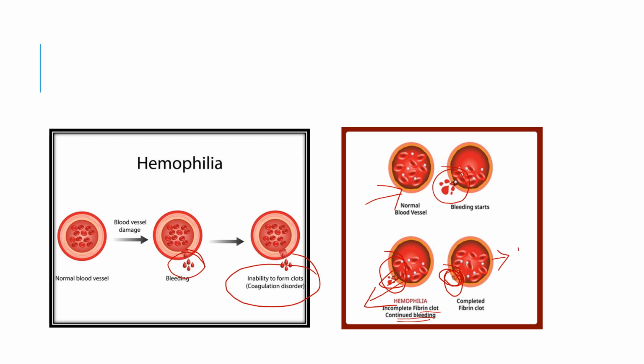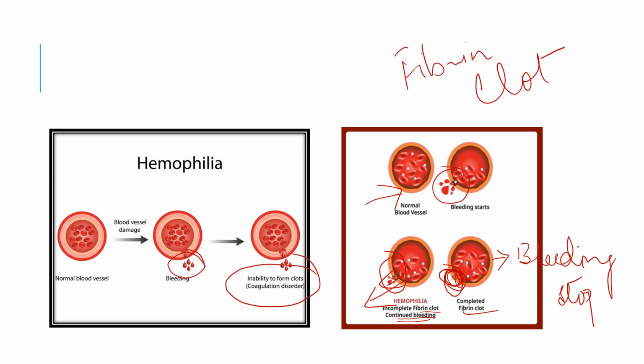So in the normal case the bleeding will stop as the fibrin clot will plug the mouth of the injury. The injury has been plugged here with this fibrin clot. So the fibrin clot will plug the mouth of the blood vessel, and this clot formation is not happening in hemophilia patients because the clotting factors are not present.